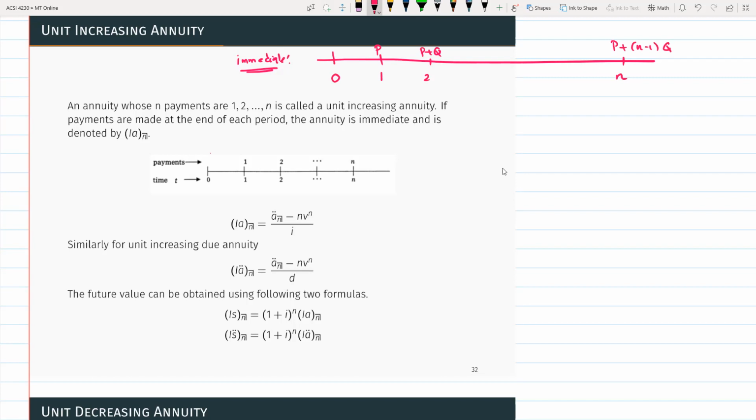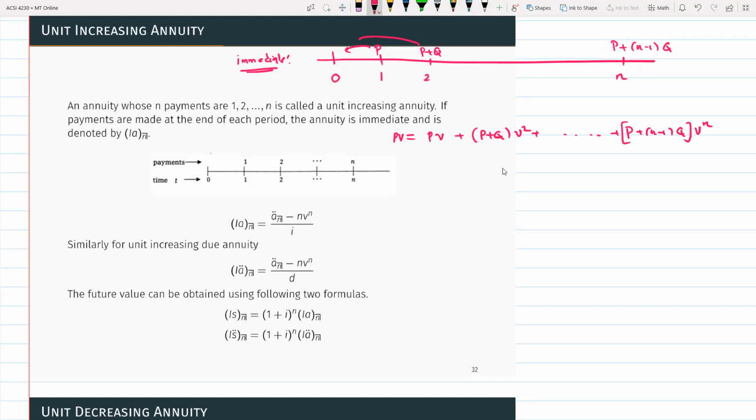So in here it's very general. P can be anything. If I want unit, P is going to be 1 and Q is going to be 1. But this setup, we can apply for any P and Q, so I'm going to get a very general formula. In order to get the present value, I can discount to time 0. So it's P times V, and the next term is (P plus Q) V squared, all the way up to (P plus (n minus 1) Q) V to the n.